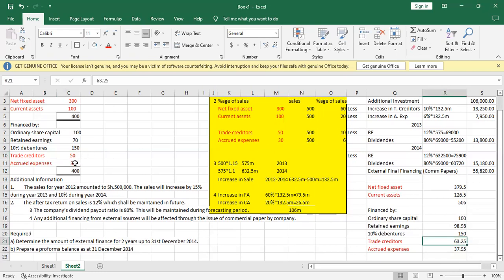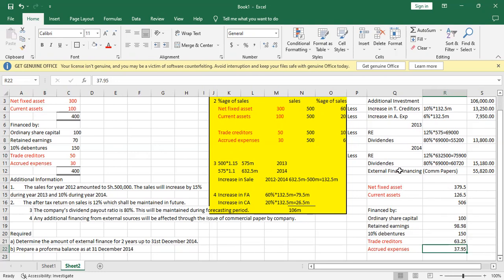The last one is accrued expense, which increased by 6%. 6% of 632 is giving me 7.95. We can check. Our increase here was 7.95 million, and I had 30 million. 30 million plus 7.95 million, I'm getting 37.95 million. Are we there?